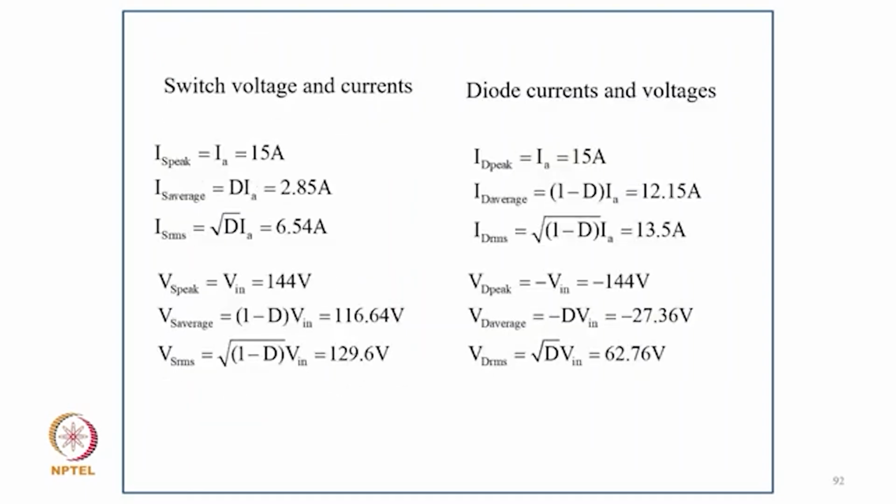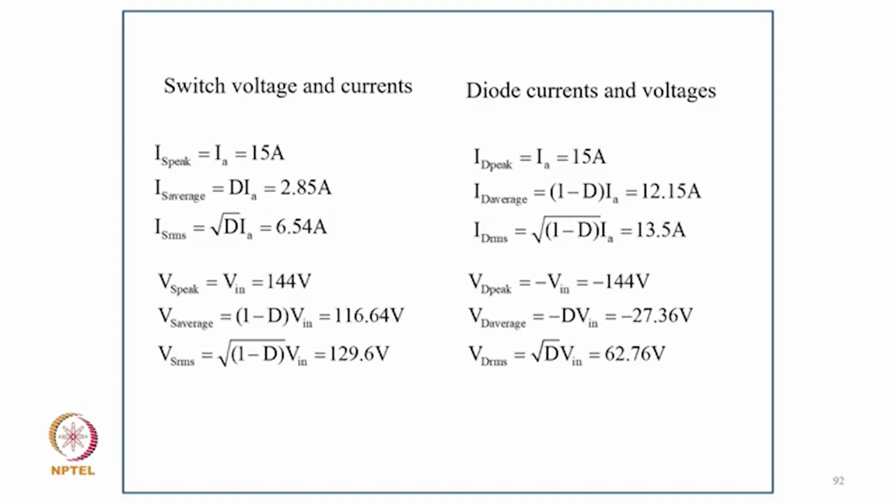So the switch current and switch voltage. Switch current peak is I equal to 15 ampere, IS average is D into IA, 2.85, RMS is under root D IA, that is 6.54, and the voltage is Vs equal to Vin equal to 144, Vs average equal to 1 minus D into Vin, 116.64, and Vs RMS equal to under root 1 minus D Vin, 129.6.